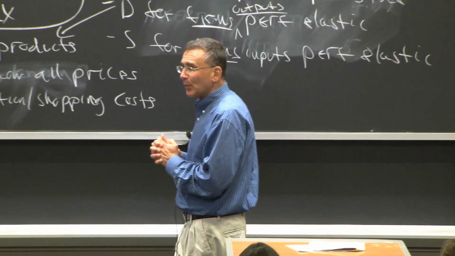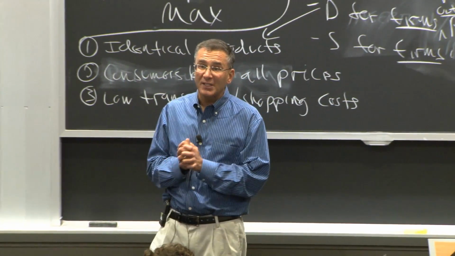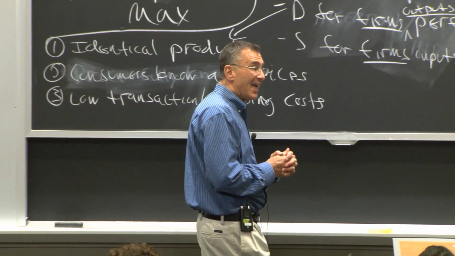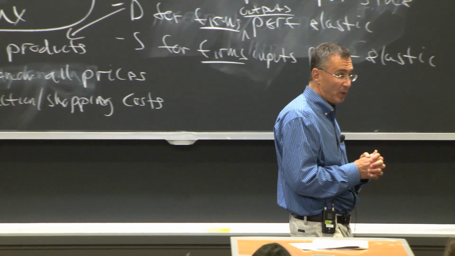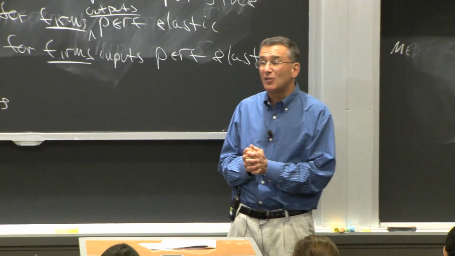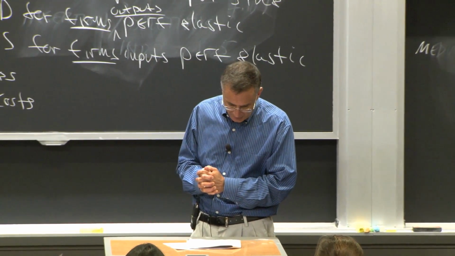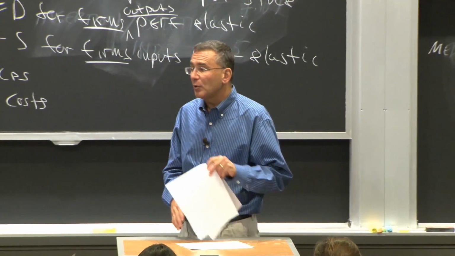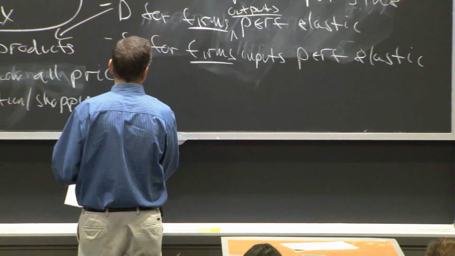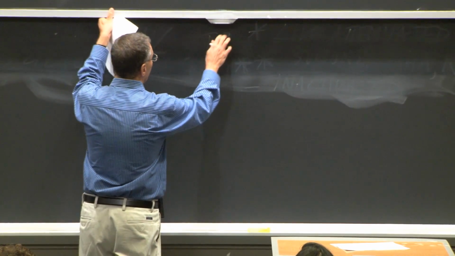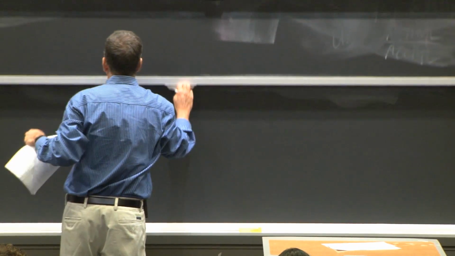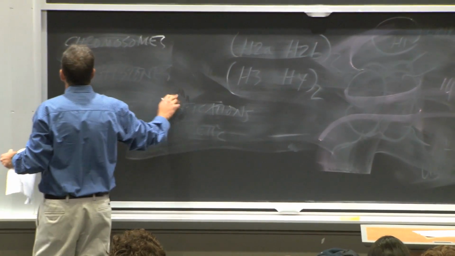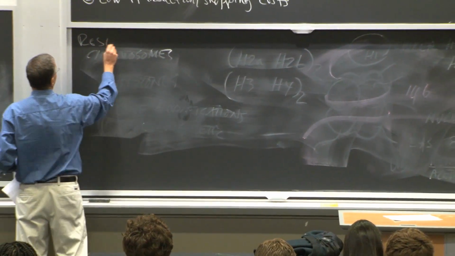It's important to remember that we talked about perfectly elastic demand facing a firm. That doesn't mean that demand for the good is perfectly elastic. It just means demand facing any firm is perfectly elastic. And it's important to distinguish firms from markets. The way we do this is by thinking about the concept of residual demand.